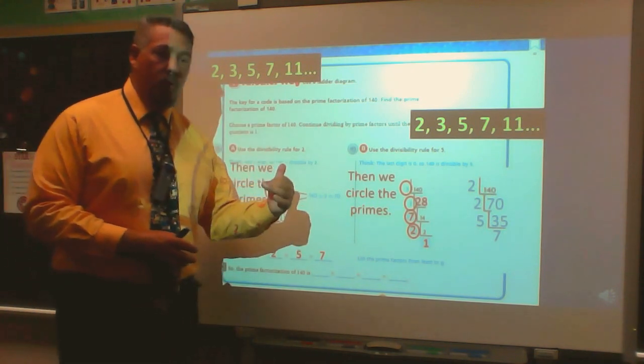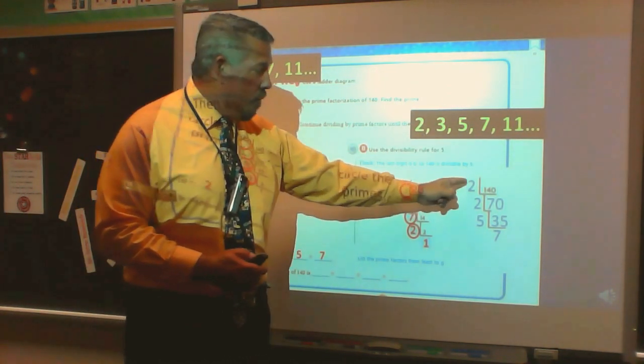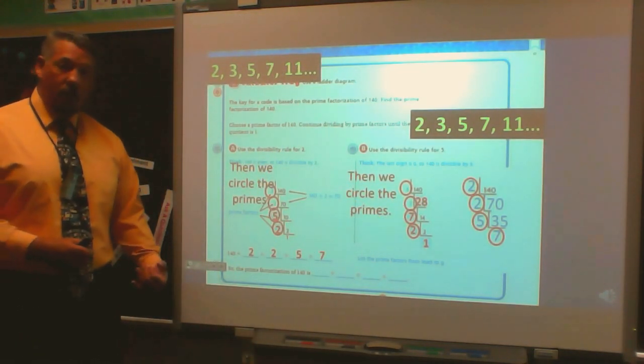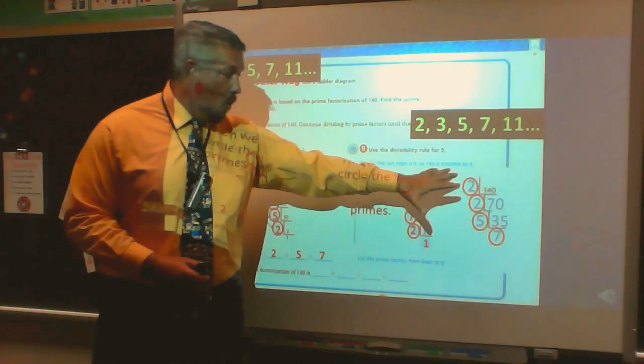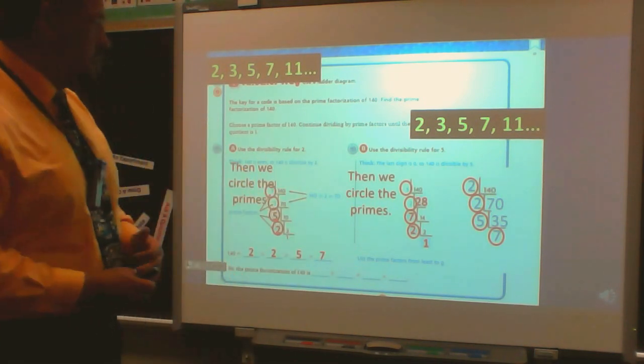But notice when I do it, going systematically through my first 5 primes, that my primes are listed in the order that my answer has to be written in. The 2, the 5, and the 7. And that's why I always try to go from the 2 and build through my prime factorization.